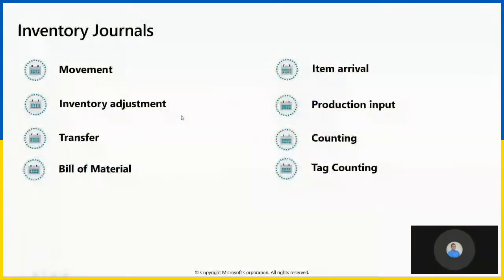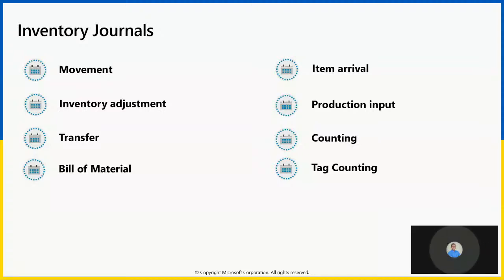Okay, so in the inventory management module, we have things like movement journal, inventory adjustment, transfer, bill of material, item arrival, counting, and tag counting. So the movement journal, for instance, can be used to move items from one warehouse to another.